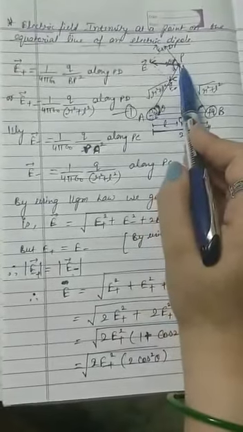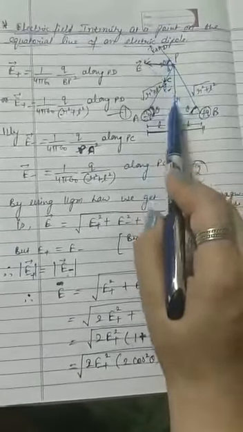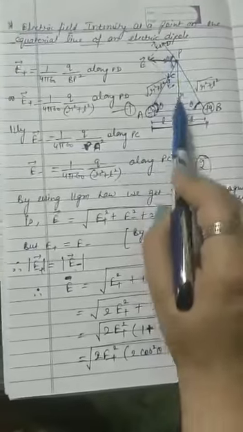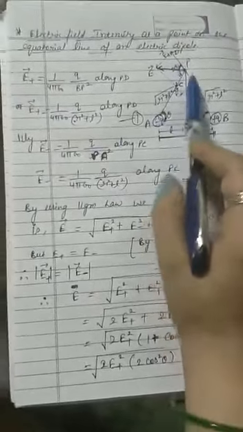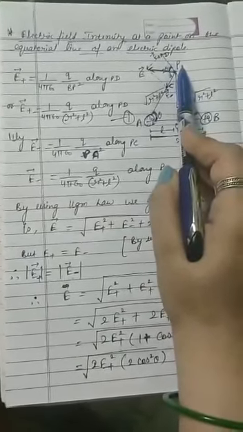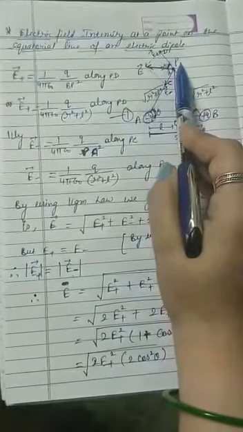P is our observation point, which is on the equatorial line, which is perpendicular to the dipole, passing through the midpoint of the dipole. Now P is the point on the equatorial line. You have to find the intensity at point P.